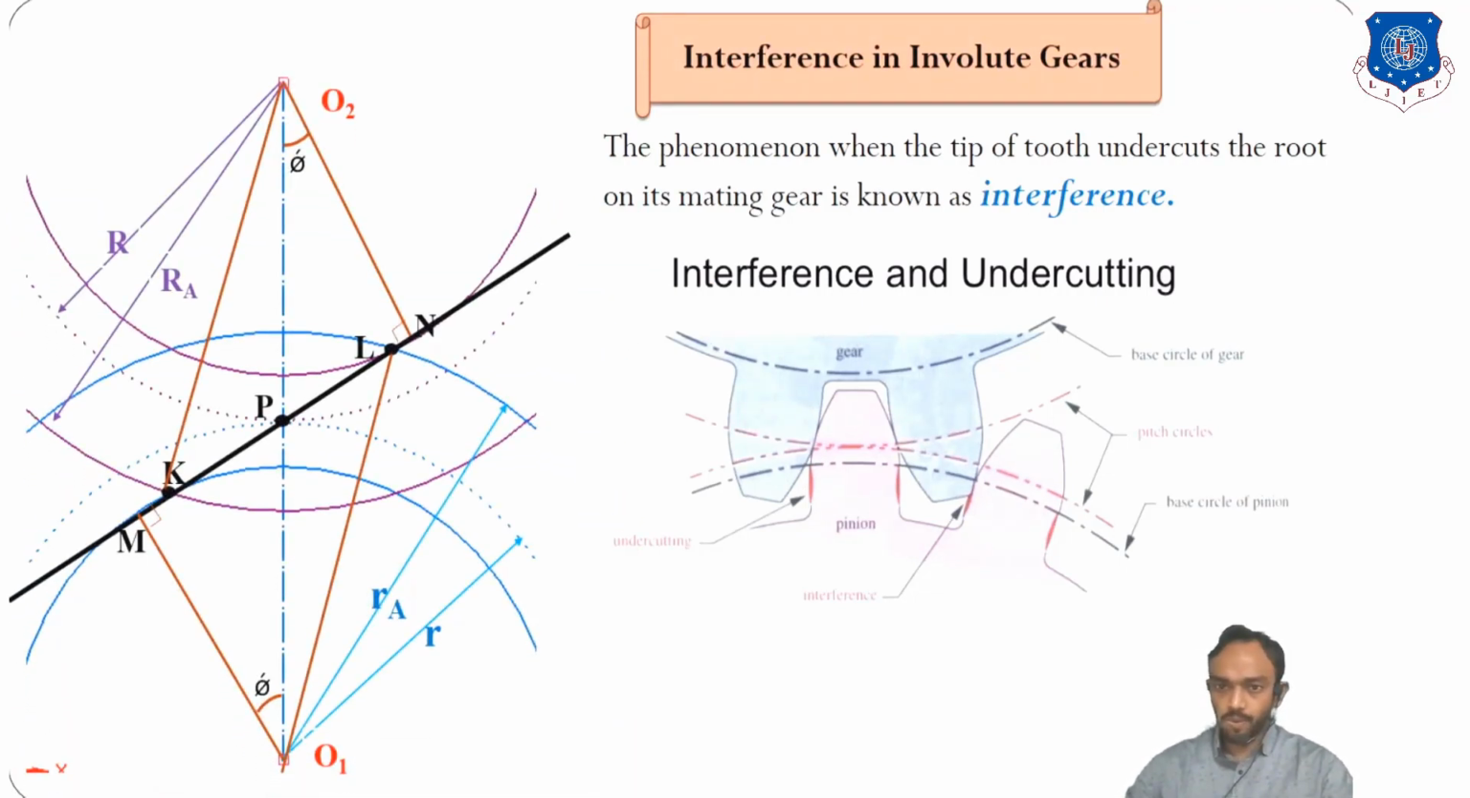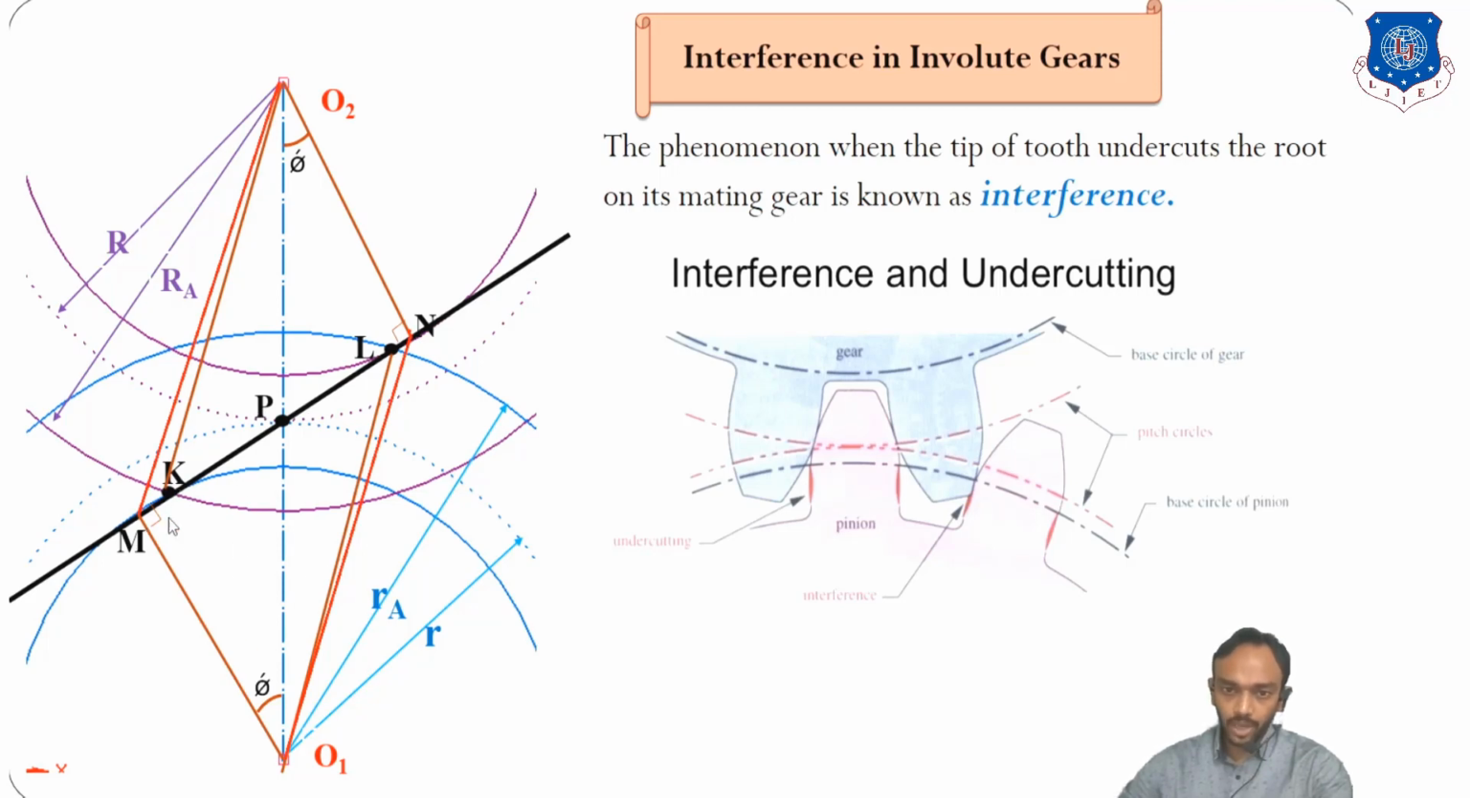This is the old figure for the length of path of contact. You know that this is the length of addendum, but what is the maximum addendum possible? This addendum circle you can see here, but what can be the maximum addendum? The maximum addendum possible is up to the point M, and if you increase the addendum length more than M, then there will be interference. So first of all we have to find the maximum addendum length possible.